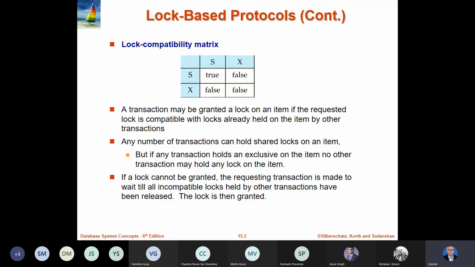It is not only between two transactions, T1 and T2, there could be multiple transactions. But any number of transactions can hold shared locks on an item. If any transaction holds an exclusive lock on the item, no other transaction may hold any lock, either shared or exclusive, on that item. If a lock cannot be granted, the requesting transaction is made to wait till all incompatible locks held by other transactions have been released, and only then is the lock granted. But we will see that there could be possibilities of deadlock.